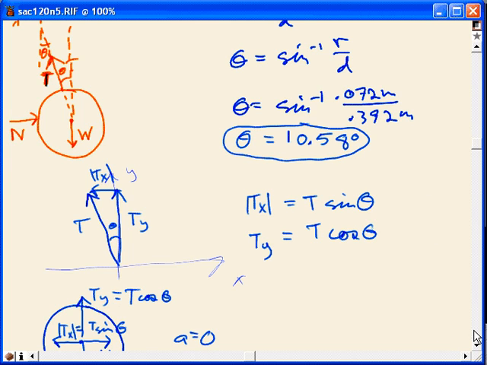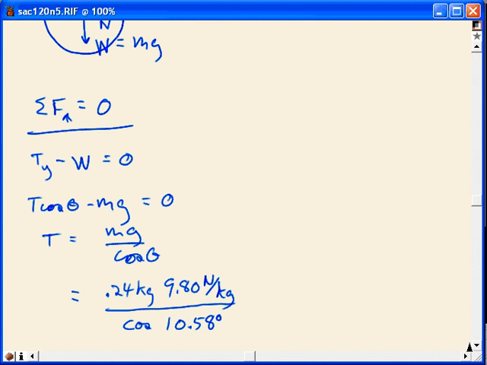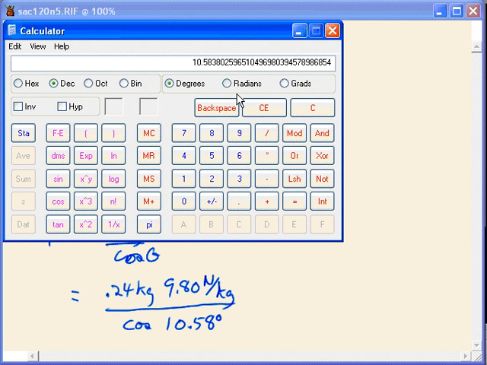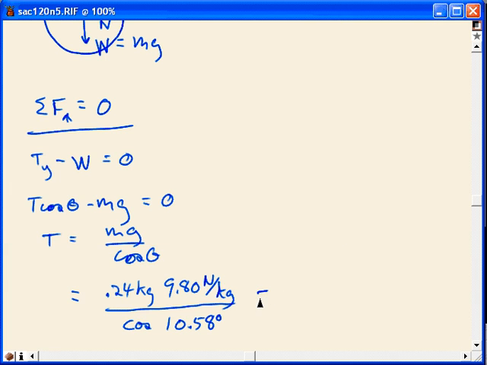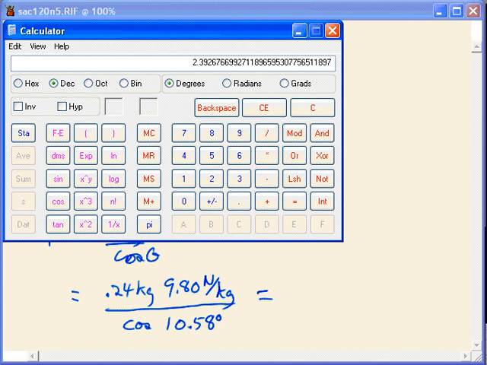Cosine 10.58 degrees. Okay. So let's go ahead and evaluate that. I get 0.24 times 9.8 all divided by 10.58 degrees, and take the cosine of that, hit the equal sign, and I'm getting that that's equal to 2.39.